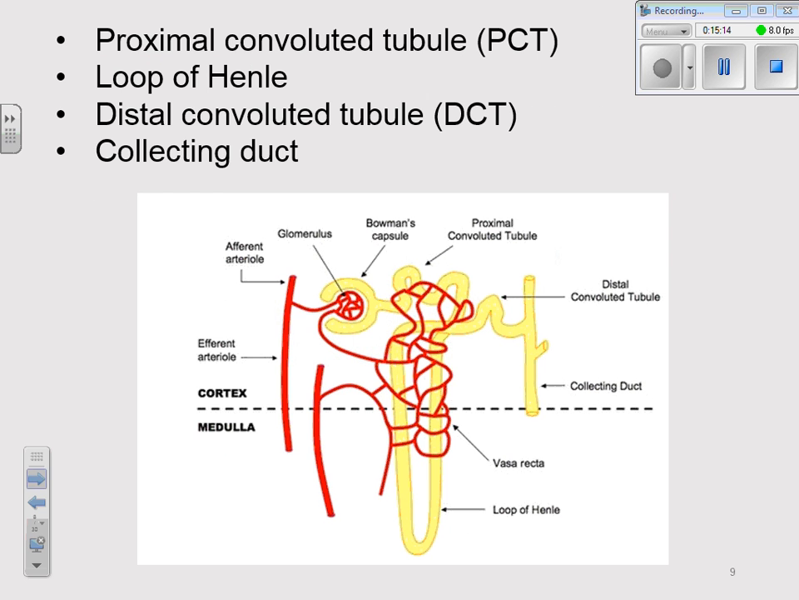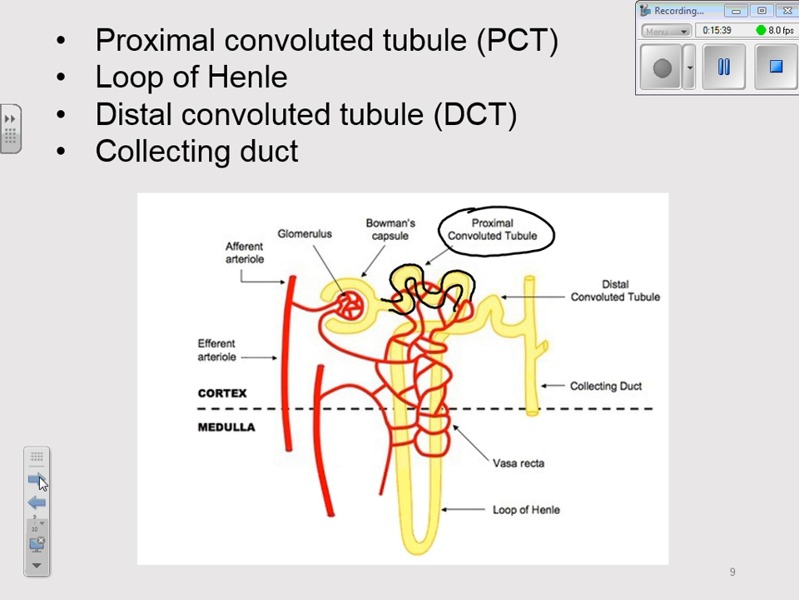So the next diagram, giving us a clean version now. As you come away from Bowman's capsule, the first bit of tubule that you meet after that, so we go here, and your diagrams will all be different shapes, but that bit there is the proximal convoluted tubule, this thing.